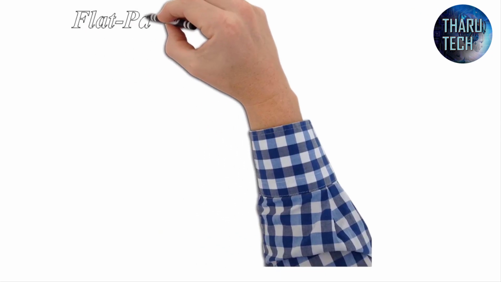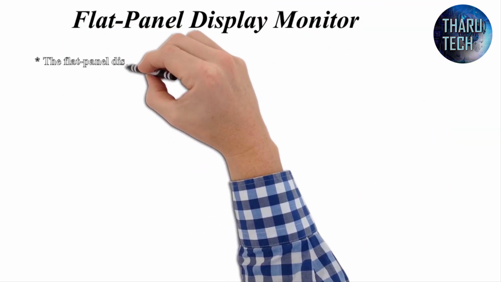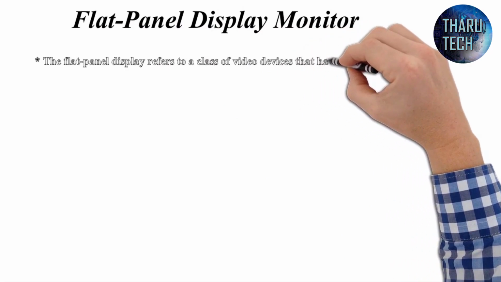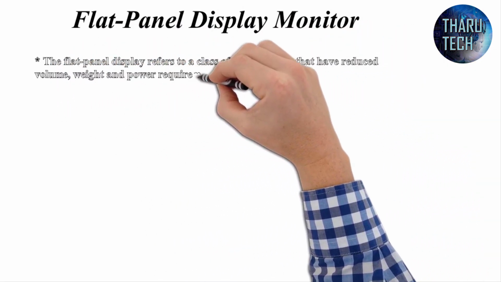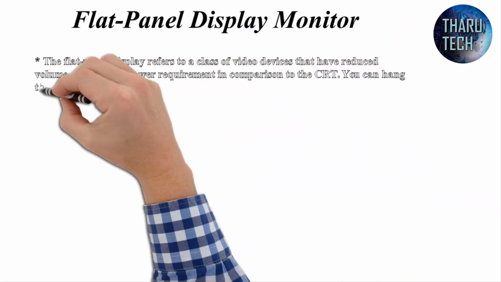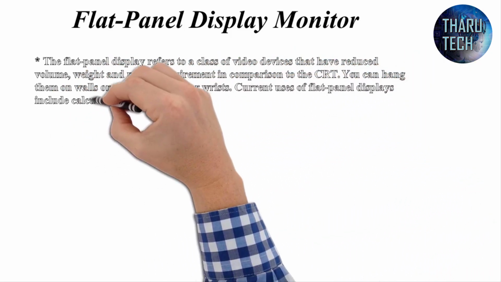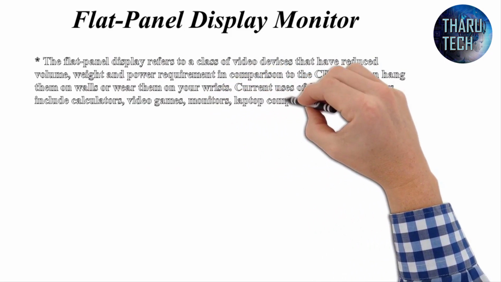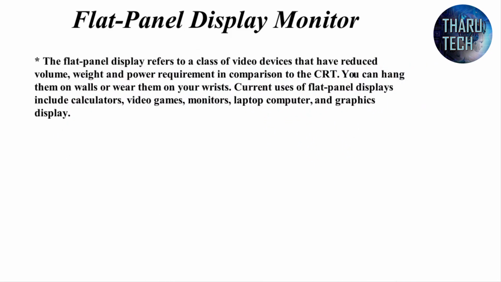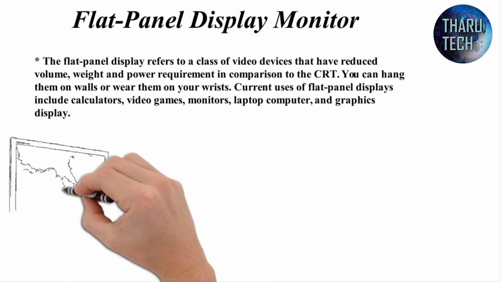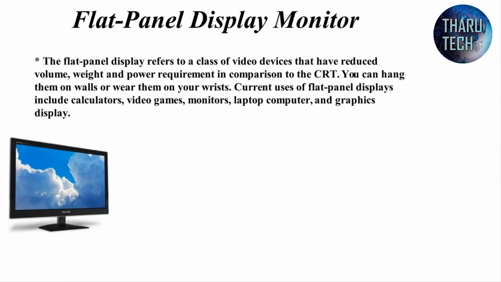Flat panel display monitor. The flat panel display refers to a class of video devices that have reduced volume, weight and power requirement in comparison to the CRT. You can hang them on walls or wear them on your wrists. Current uses of flat panel displays include calculators, video games, monitors, laptop computers, and graphics display. The flat panel display is divided into two categories.